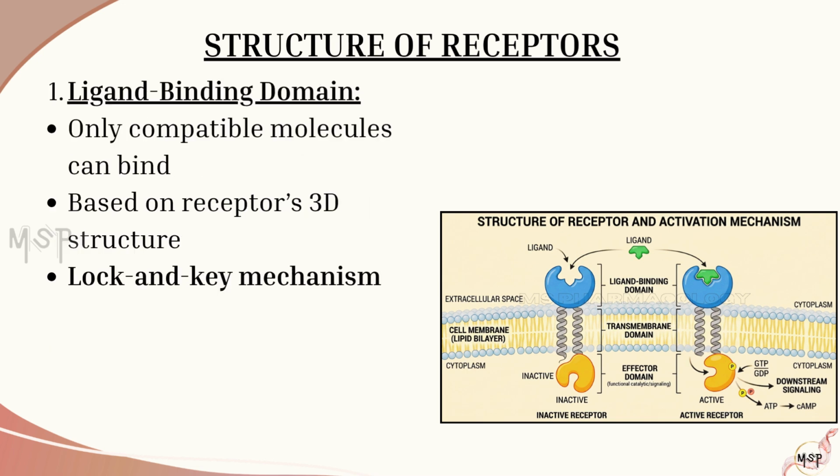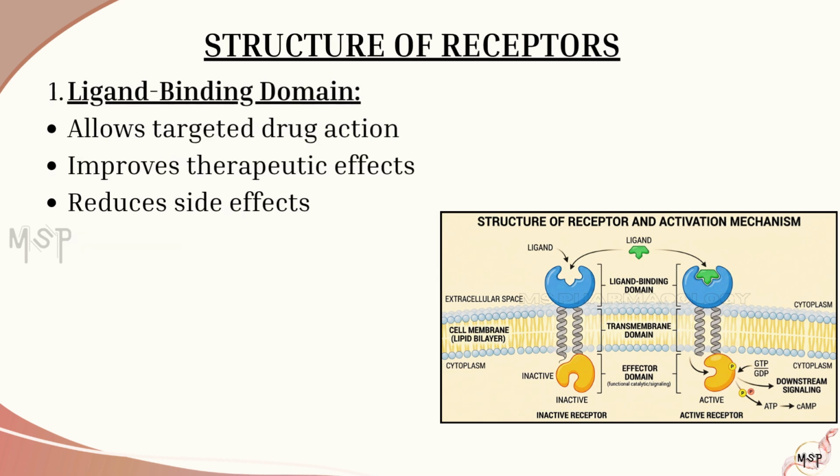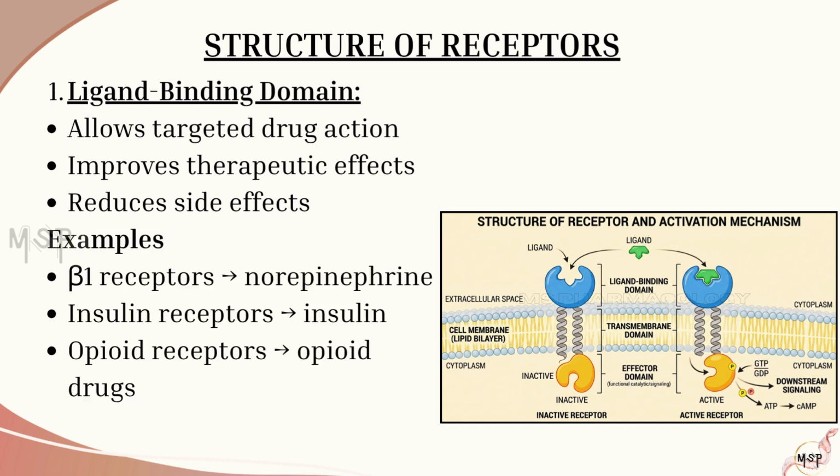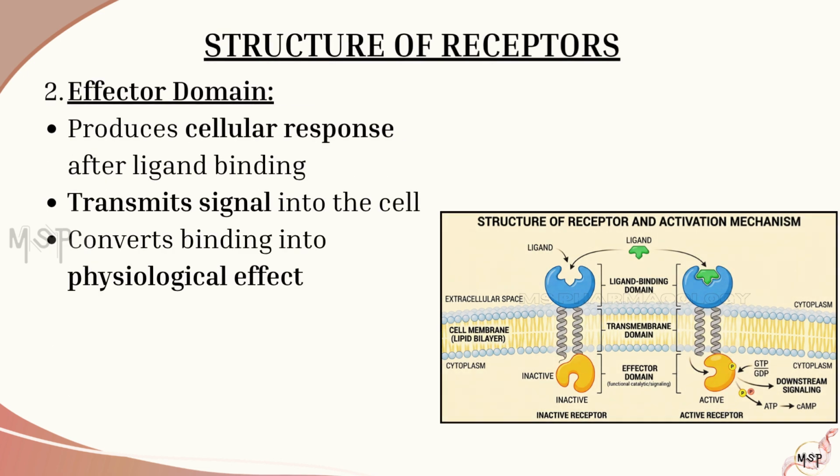Because receptors have unique three-dimensional shapes, only molecules with compatible chemical structures can interact effectively with them. This is often compared to a lock-and-key mechanism, in which only the correct key fits into the lock. This selectivity is extremely important in pharmacology because it allows drugs to target specific receptors and produce desired therapeutic effects while minimizing unwanted side effects. For example, beta-1 receptors in the heart respond mainly to norepinephrine, insulin receptors specifically bind insulin, and opioid receptors selectively interact with opioid drugs.